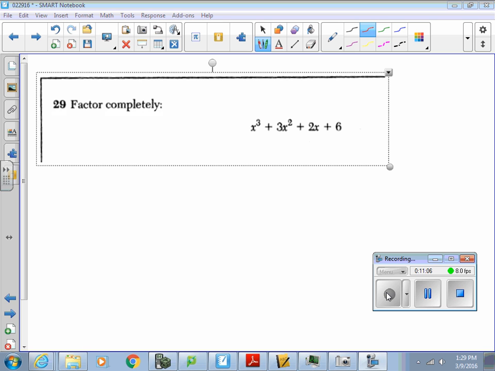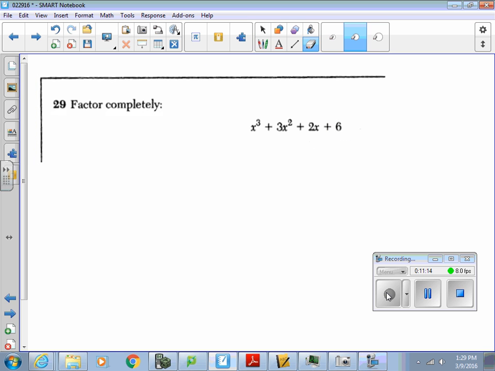You have x to the third, x squared, you have an x, but this last term has no x. So x can't be a greatest common factor. And if you look at the coefficients, 1, 3, 2, and 6, no greatest common factor. So what we're going to do is split them up and factor it individually. Factor the first 2 terms and the last 2 terms and see what happens from there.